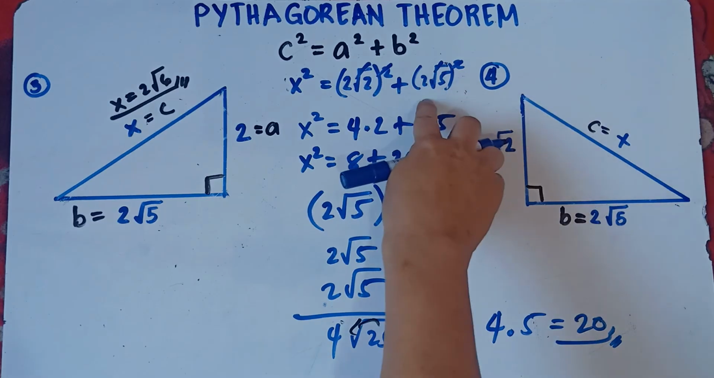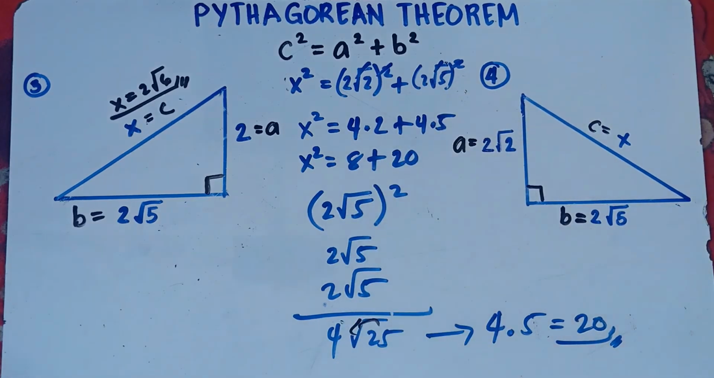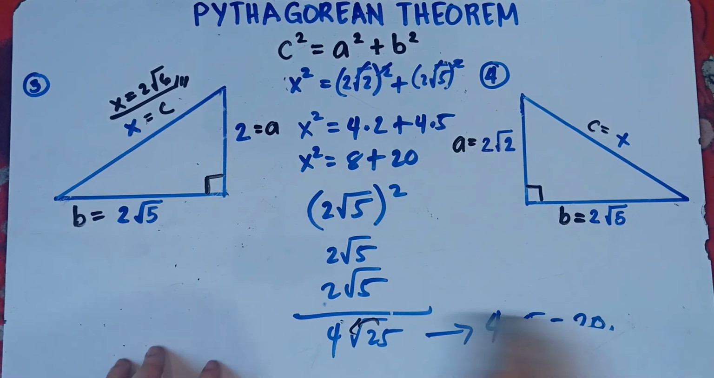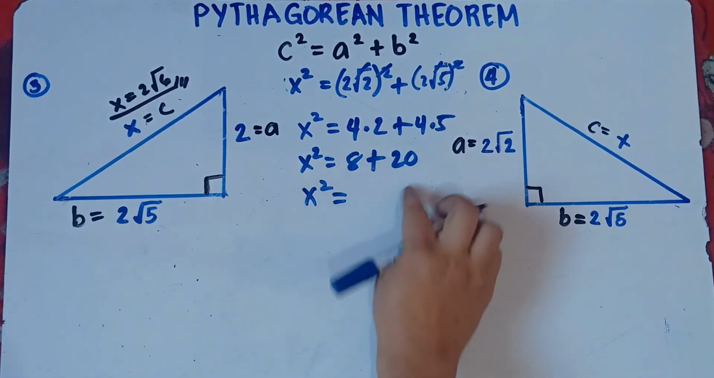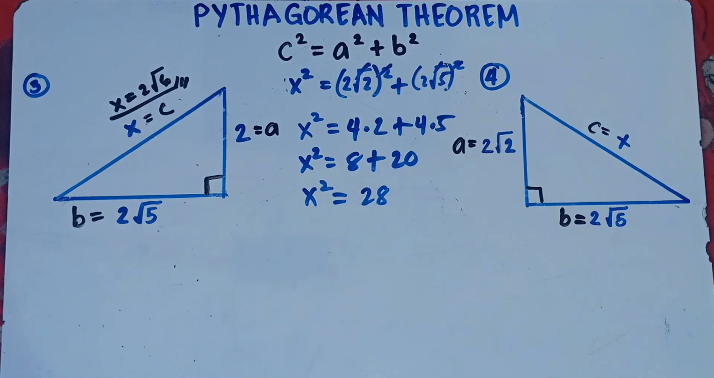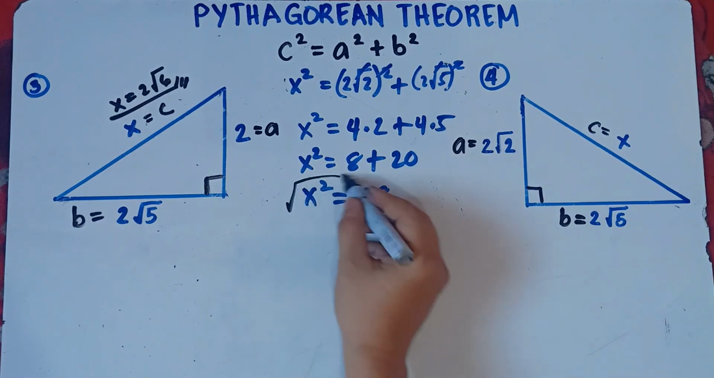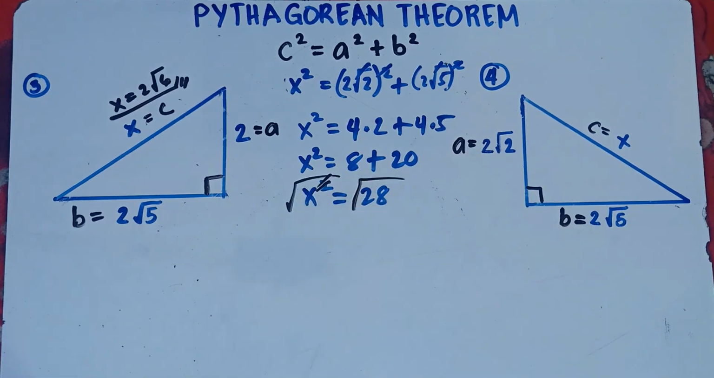So you can do the shortcuts, or you can do the long method. It's up to you, class, which do you prefer. So this will be, copy x squared. So 8 plus 20, that is 28. To get the value of x, you extract square root both sides. Cancel this out. So is 28 a perfect square? Nope, it's not. Do we have the square root of 28? Nope, we don't have the square root of 28.